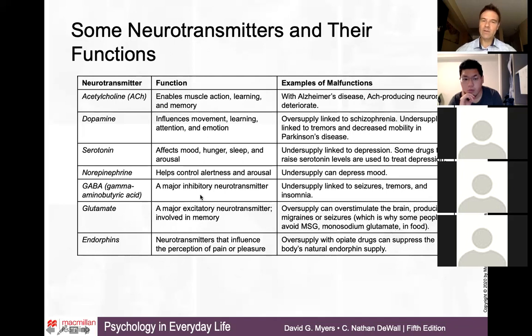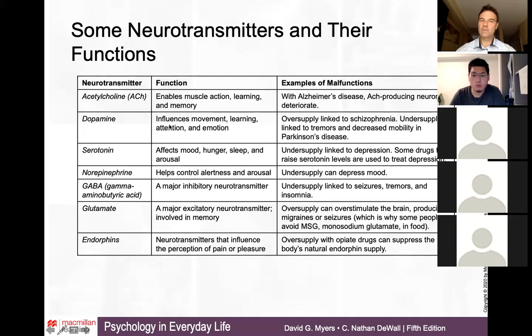GABA is a major inhibitory neurotransmitter. Undersupply, if you don't have enough of it, is linked to seizures, tremors, and insomnia. Norepinephrine helps control alertness and arousal. It's produced by the pituitary gland, which is controlled by the hypothalamus, and I'll talk about that in a few minutes. Serotonin affects mood, hunger, sleep, and arousal. So you can see that one neurotransmitter has many different functions. Undersupply is linked to depression. Some drugs that raise serotonin levels are used to treat depression, like Prozac.